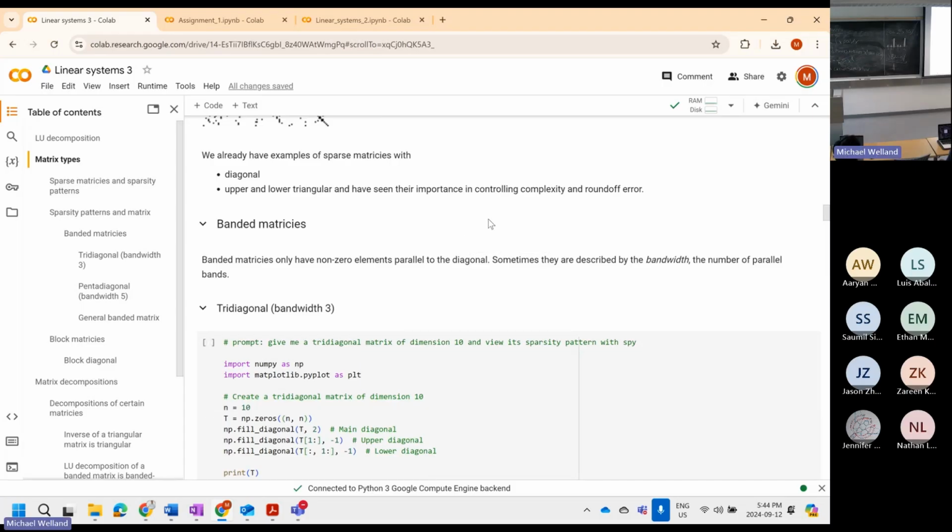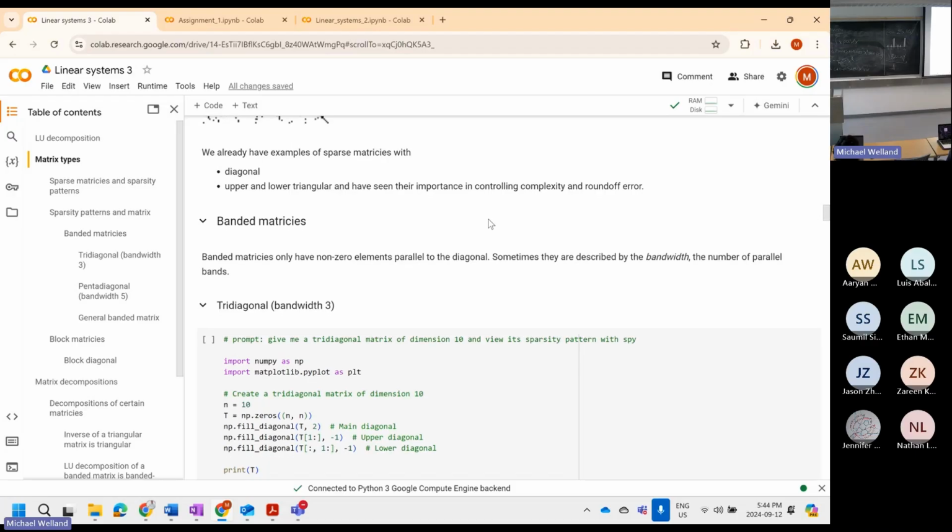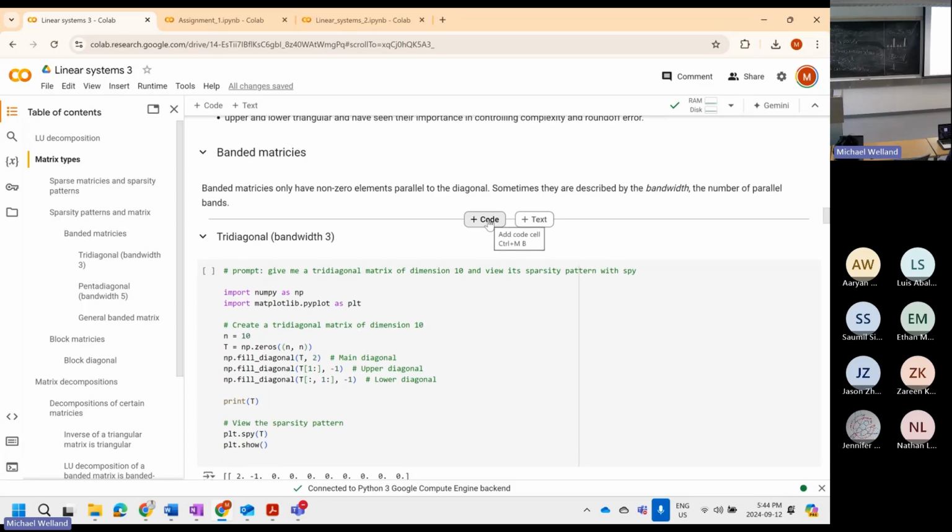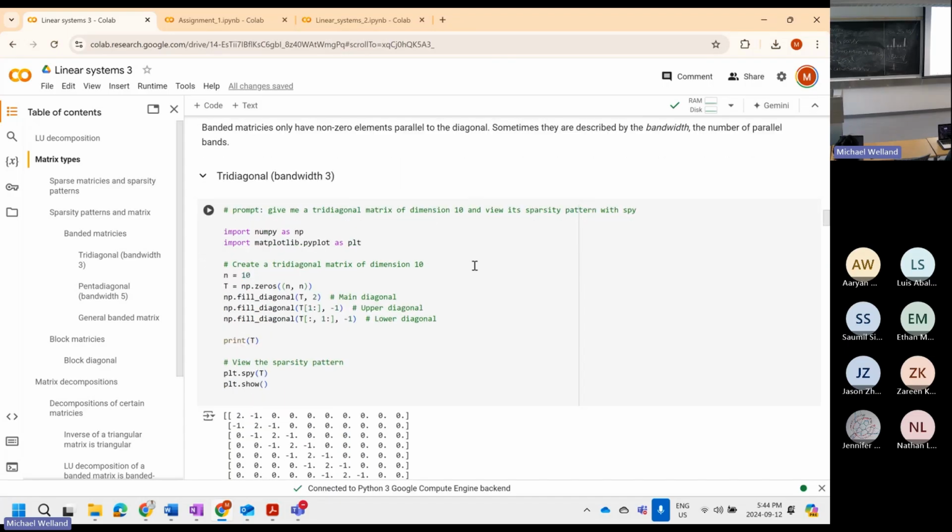Banded matrices only have non-zero elements parallel to the diagonal. Sometimes they're described by the term bandwidth. I've never really seen that term outside of a textbook, to be entirely honest, but let's talk about it here because why not? You're going to run into it in notes and the textbook. Tri-diagonal. Anyone want to take a stab at what that means?